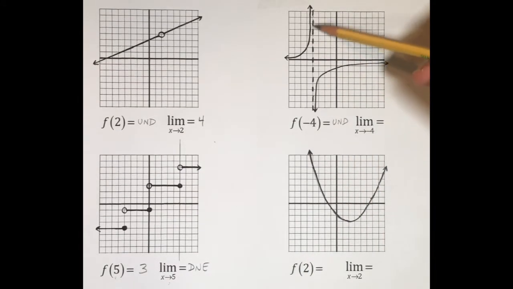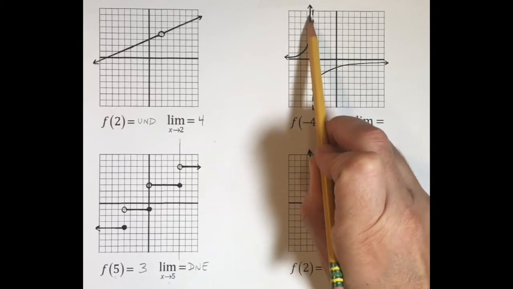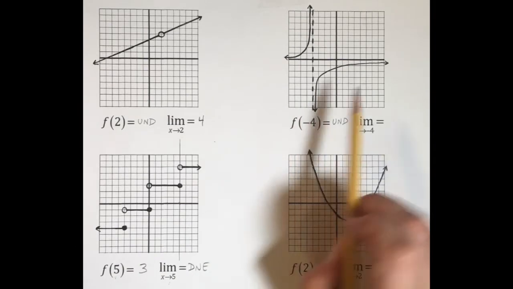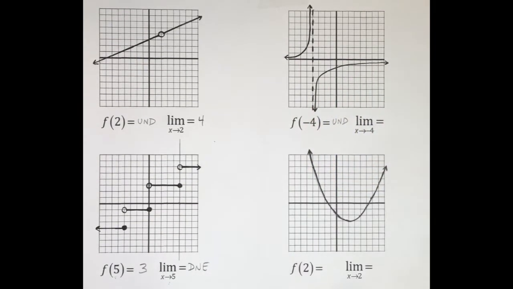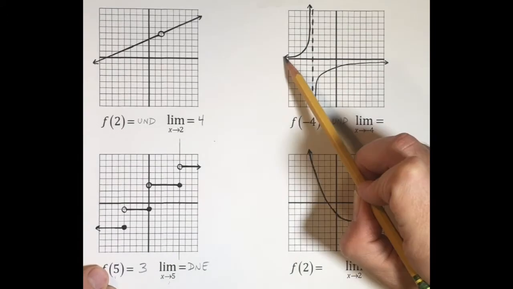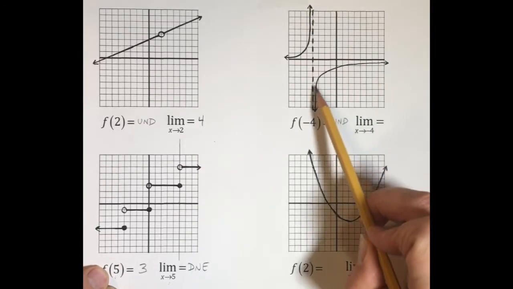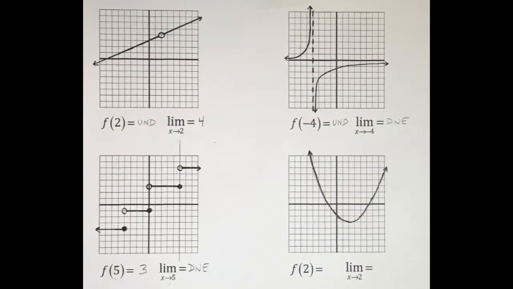This asymptote is where x is -4. As we approach it from the left side, we appear to be headed towards the point -4, infinity. As we approach the asymptote from the right-hand side, we seem to be headed towards the point -4, infinity. On the left side, the graph is going up to positive infinity. On the right side, the graph is going down to negative infinity. I'm going to say that this limit does not exist.